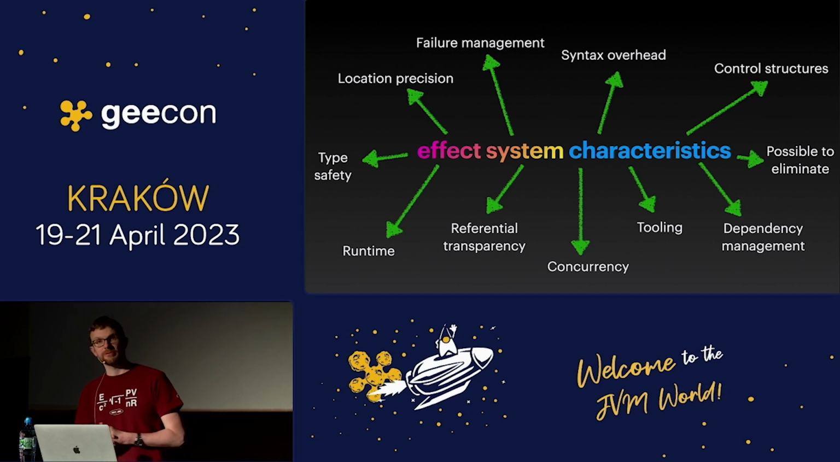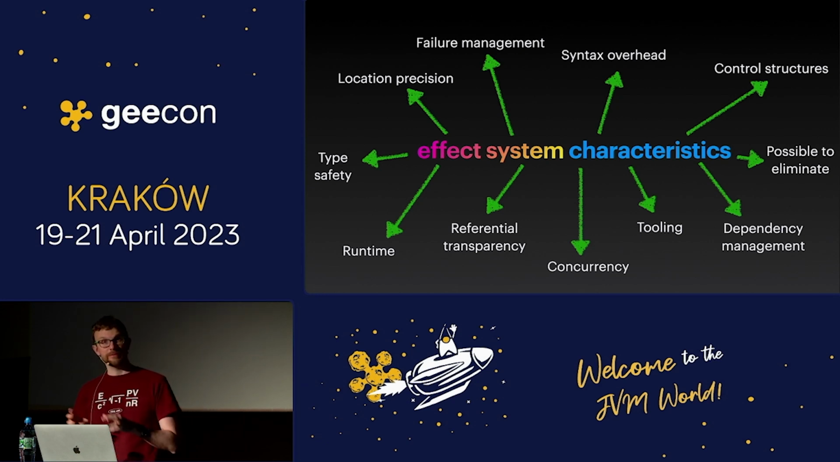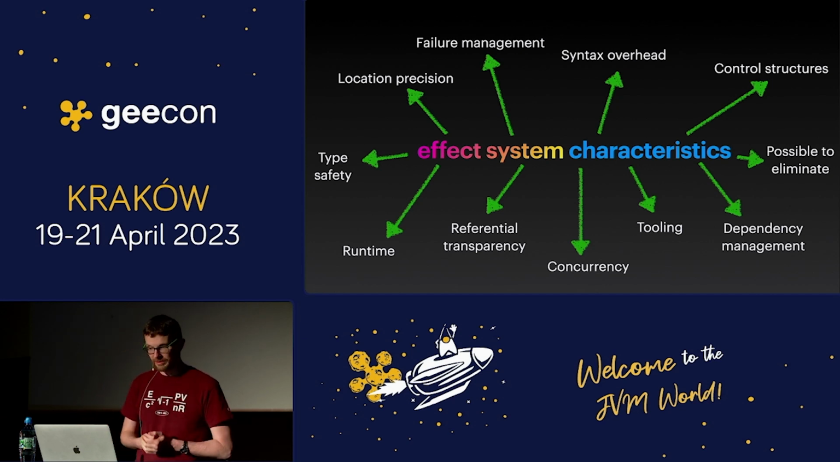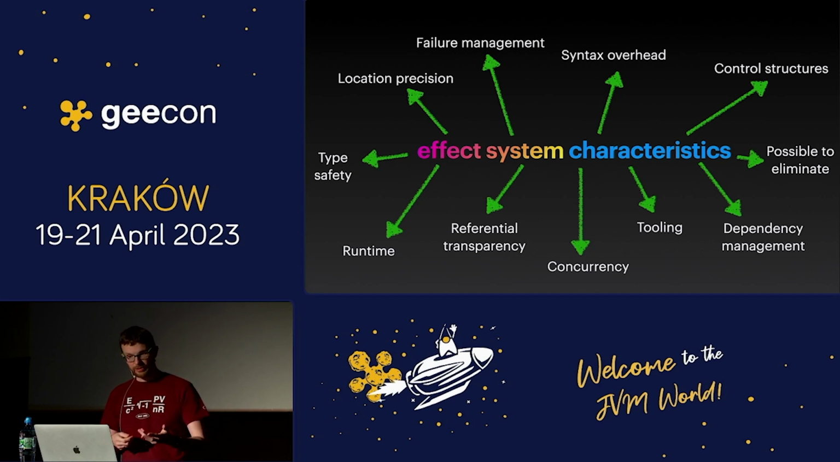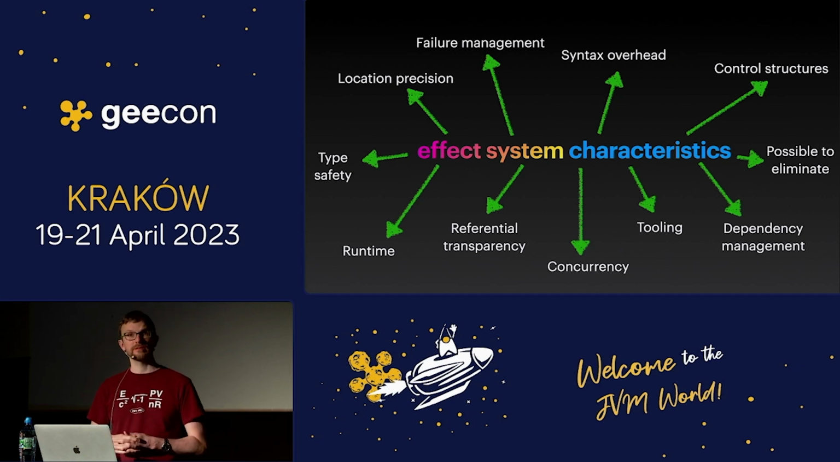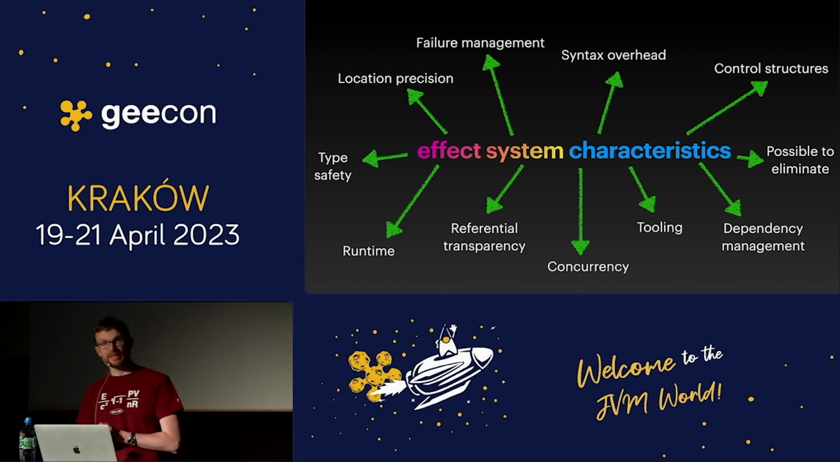This is connected with control structures, so can we use control structures such as ifs, fors, while, and so on, which we know from our base languages, when using these effect systems. We'll also look at things like concurrency and tooling, which I've mentioned, type safety, so how type safe is the effect system, does it provide a custom runtime? Referential transparency is connected to being able to treat effectful computations as values, and thanks to that extract them as values and manipulate them without worrying about the ordering of effects.